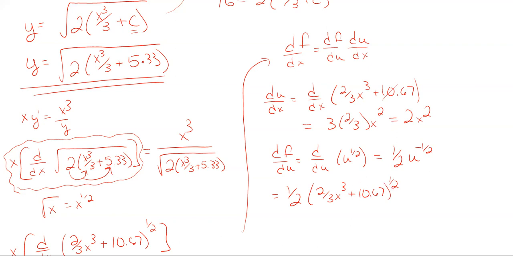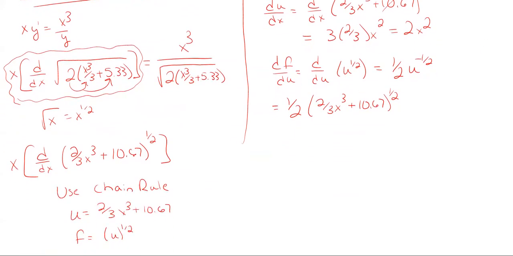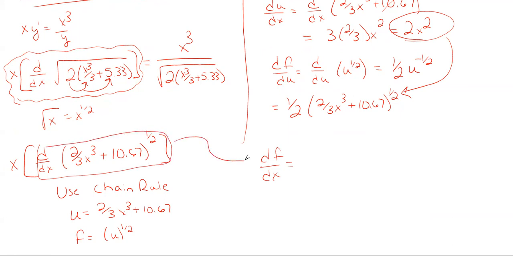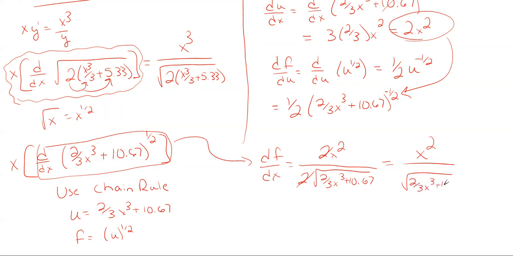Alrighty. So let's go down a little bit further here. Because df dx is going to be this multiplied with this, that is going to be our entire expression right here, which is equal to this times this. So essentially I have 2x squared from the first part, and then all of this pretty much goes in the denominator because this is minus 1/2. So I have the 1/2, which is 2, times the square root of 2/3 x cubed plus 10.67. The 2's drop out, and I'm left with x squared over the square root of 2/3 x cubed plus 10.67.